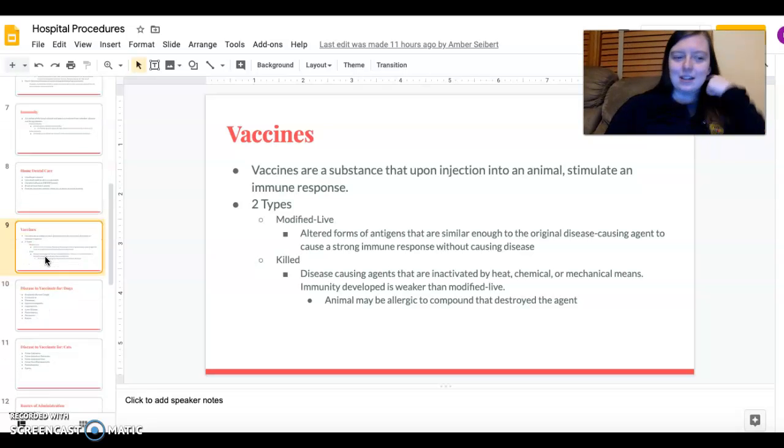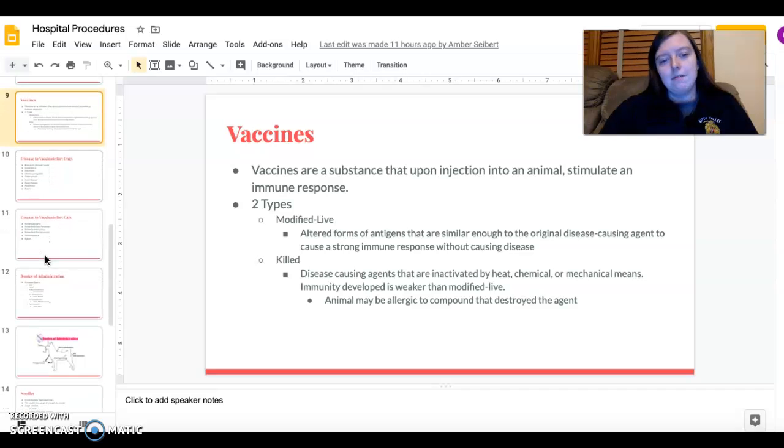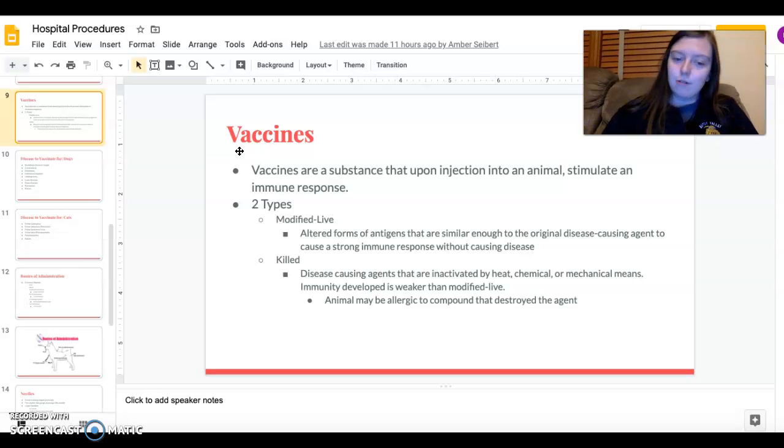Okay, vaccines. Let's talk about this. A vaccine is a substance that, upon injection into an animal, stimulates an immune response. It's the same way we get our flu shot every fall, hopefully. That's what we're doing for our animals. There are two types of vaccines. The modified live version is the first one. These are altered forms of antigens that are similar enough to the original disease-causing agent to cause a strong immune response without causing the disease itself. This is the most common type. With COVID-19, this is the type they're trying to create and find antibodies for, so that they can fight it off really strong.